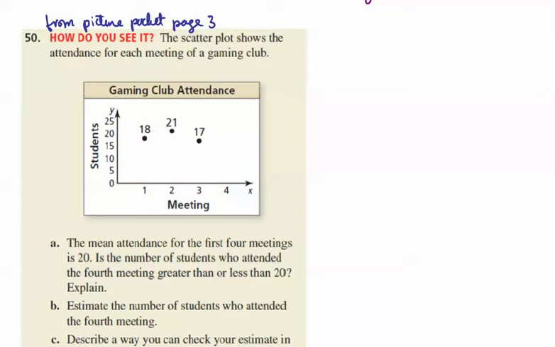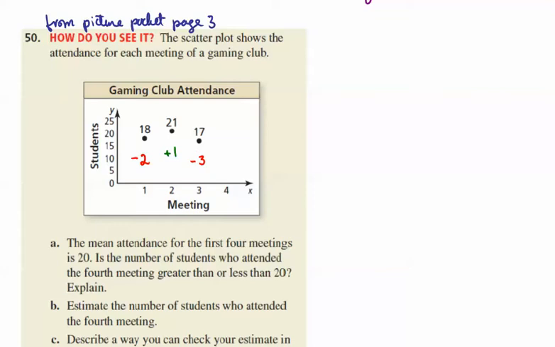We're asked in part A, the mean attendance for the first 4 meetings is 20. You know that the 4th meeting, which we don't know how many was there, when it's added to the other 3, will give us an average attendance of 20. And the question is the number of students attending the 4th meeting going to be greater than or less than 20? Well, we know the first meeting was below the average by 2. The second meeting above the average by 1. The third meeting below the average by 3.